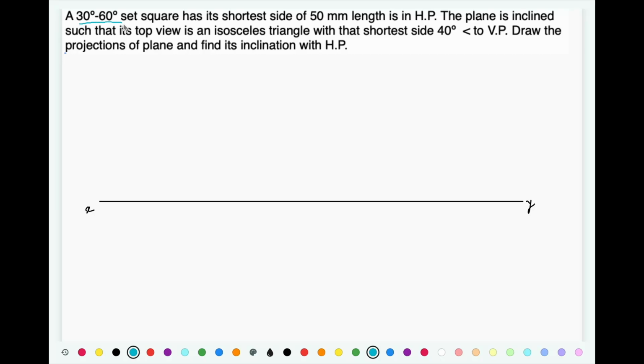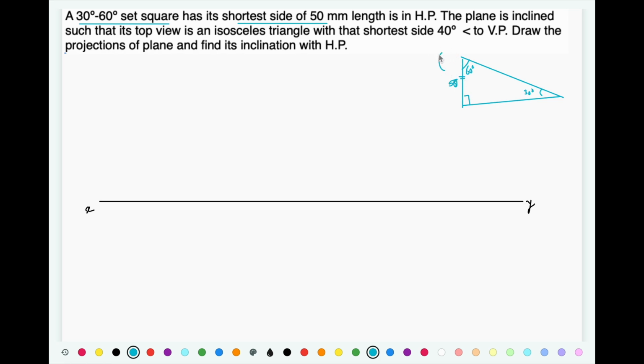There is a set square. It has shortest side of length 50 mm. Set square, a 30-60 set square. So let's say this angle is 90 degree, this angle is 60 degree, so this angle is going to become 30 degree, and this is the shortest side which has got length of 50 mm.